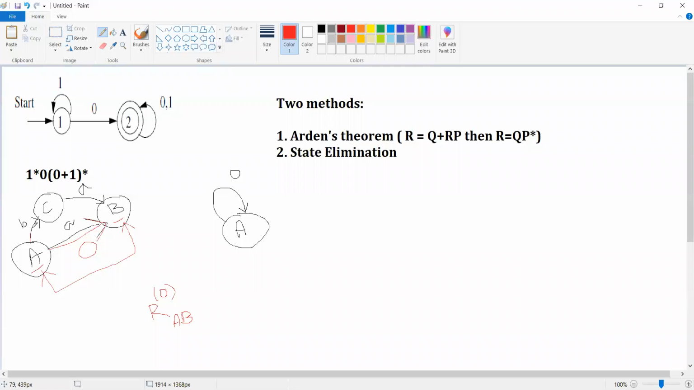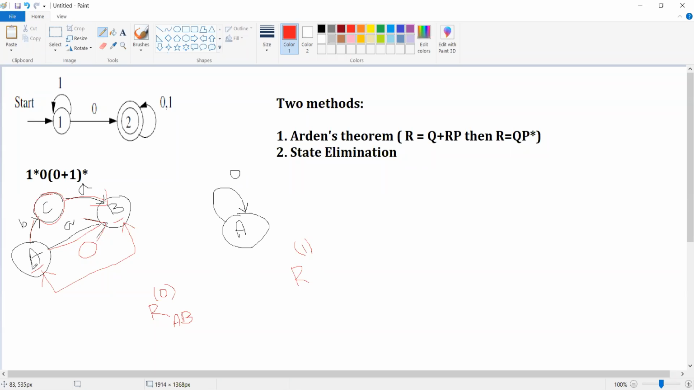Now please observe, from A to B it is also possible that there is one more way for me, where I am going to have some intermediate state. So what is this intermediate state? How many intermediate states are there? Only one intermediate state is there. Now in order to write that one intermediate state, we are going to write R power 1.